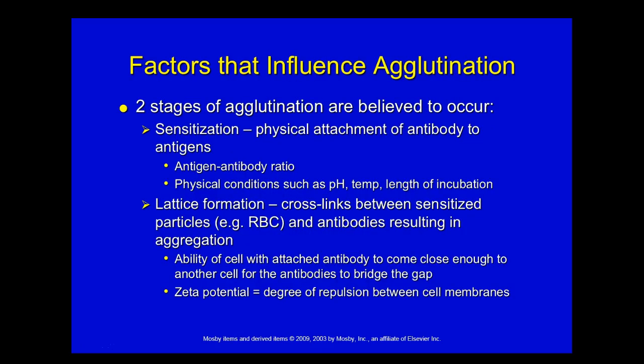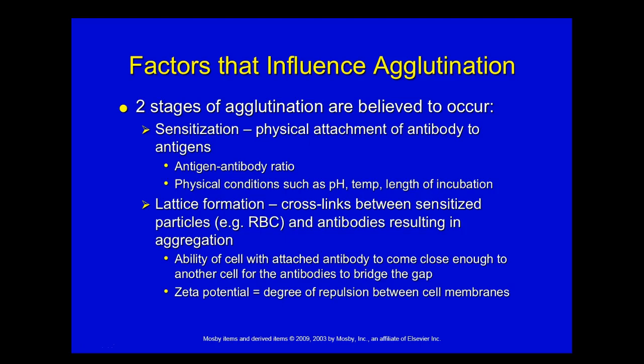We do have different factors that influence agglutination. First, there's two stages. The first stage is sensitization. This is the physical attachment of an antibody to an antigen. From there, we have lattice formation. These are the crosslinks that form between sensitized particles. So we have antigen, antibody, antigen, antibody, antigen, antibody. They're all kind of stuck together.